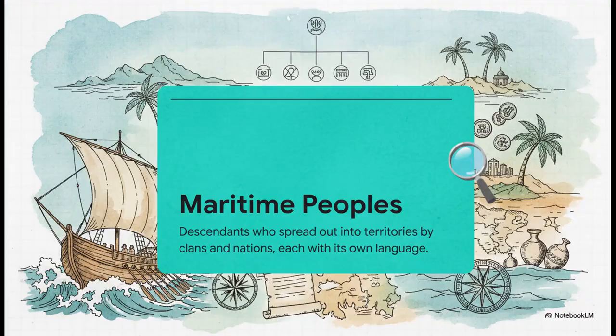And here's what's really key. The text itself gives them a collective identity, the maritime peoples. This shows us it's more than just a family tree. It's a cultural map. Japheth's line is defined by the sea. These are the explorers, the traders, the island dwellers of this ancient world.